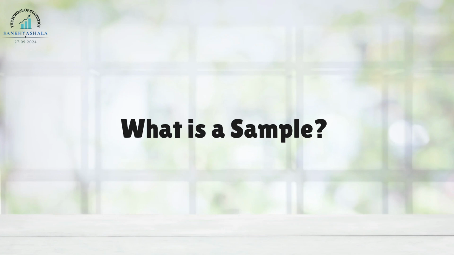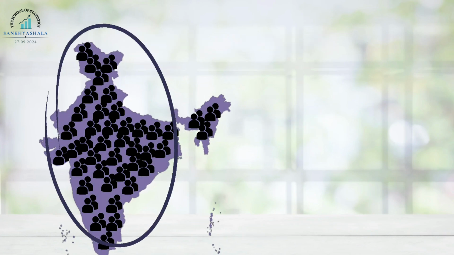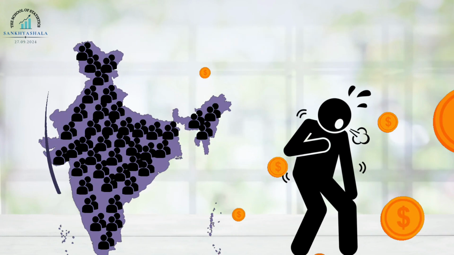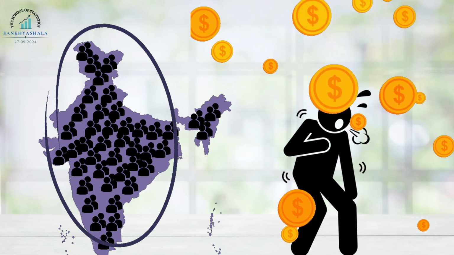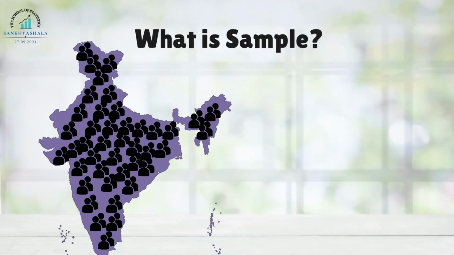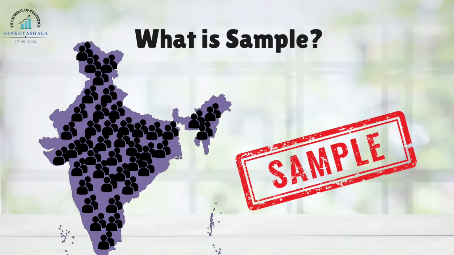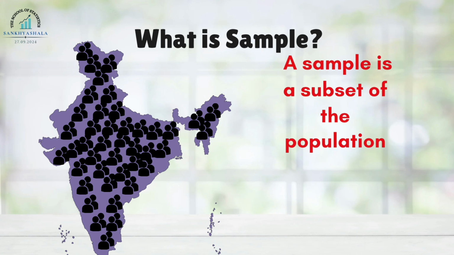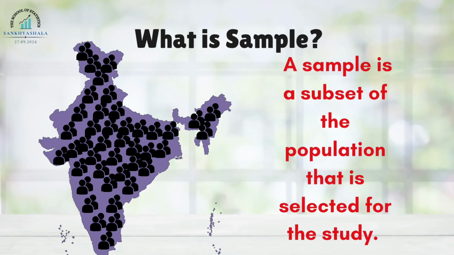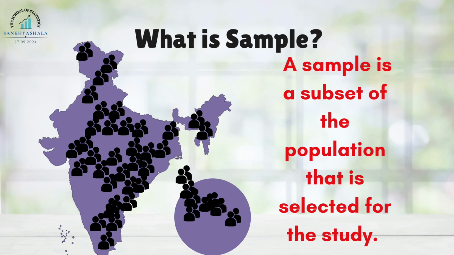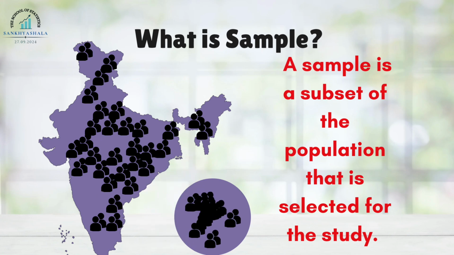Let us now talk about what is a sample. Studying an entire population can be difficult and expensive, especially if it's very large. That's why we use a sample. A sample is a subset of the population that is selected for the study. It's like taking a small piece of the population to learn about the whole group.